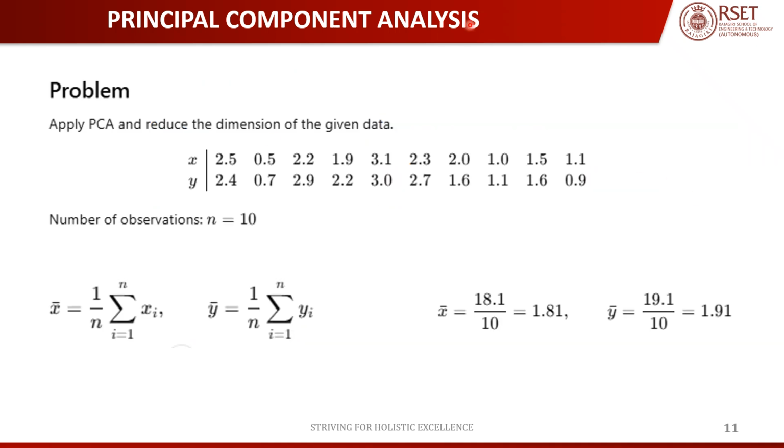Now we'll go to a new problem where you are given x values and y values. You are asked to apply PCA and reduce the dimensions of the given data. Just calculate the number of observations: 1, 2, 3, 4, 5, 6, 7, 8, 9, 10. So your n is equal to 10. Find x bar, find y bar. So your means are 1.81 and 1.91.